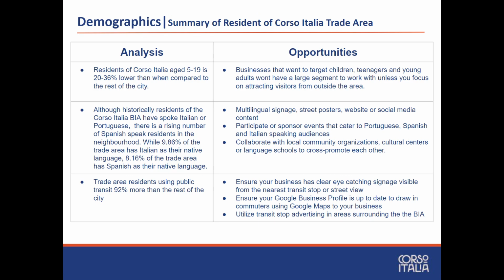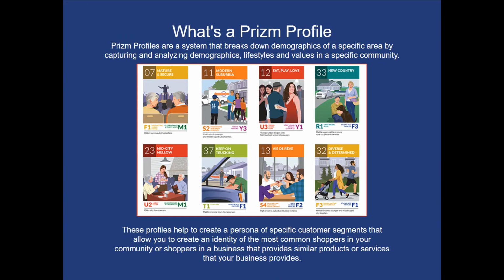Now that we know some demographic information, let's get a little deeper into who these people are. And the way we can do that is through prism profiles. So what is a prism profile? Well, at a high level, it's a system that breaks down demographics of a specific area by capturing and analyzing demographics, lifestyles, and values in a specific community.